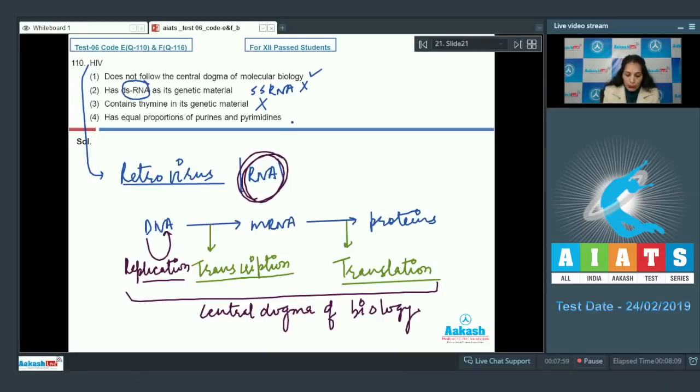Fourth one, has equal proportions of purines and pyrimidines. According to Chargaff's rule, double-stranded DNA has equal amount of purines and pyrimidines, not the RNA. We cannot say anything about the amount of purine and pyrimidines in the RNA until it is experimentally calculated. So this is wrong. So the correct option for the given question is option number 1. Let's move to the next question.